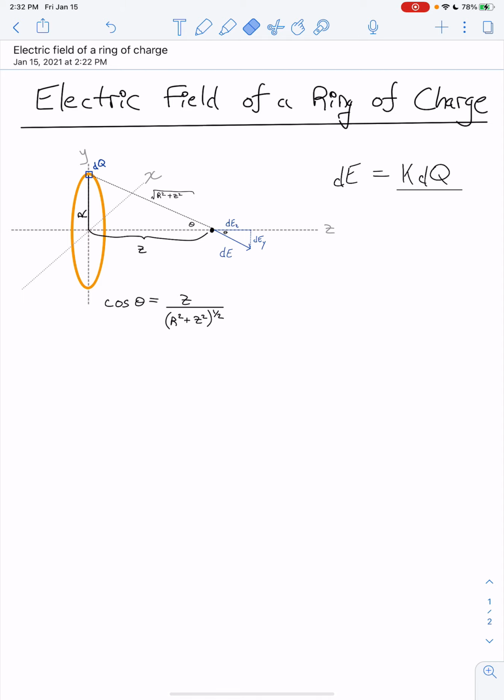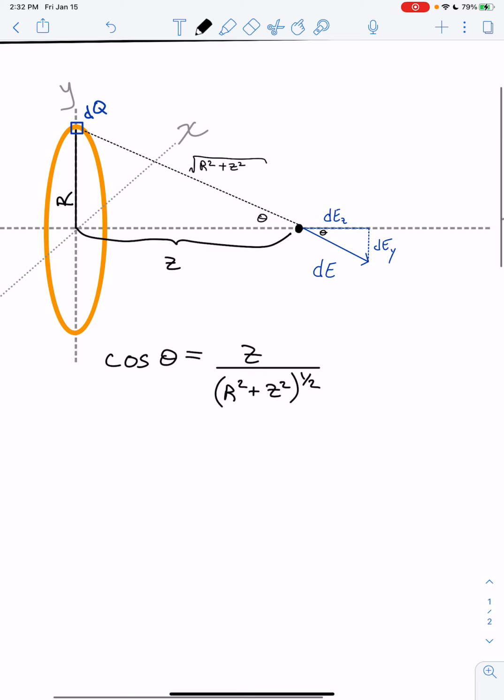And instead of r squared, we're going to put this in terms of the two variables we have to work with, which are r squared and z squared. So now our equation for the component of the electric field is in terms of things that we know. Now, of course, we want to look at the component of the electric field in the z direction. And the reason for that is that when you start to add up all of these dq's, you'll notice this problem has a really important symmetry.